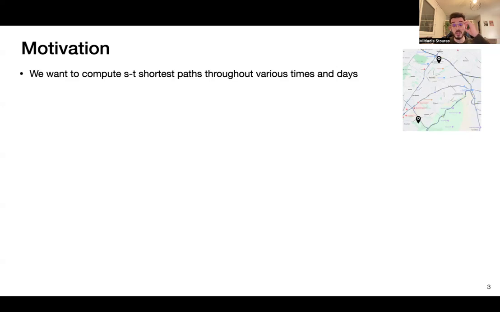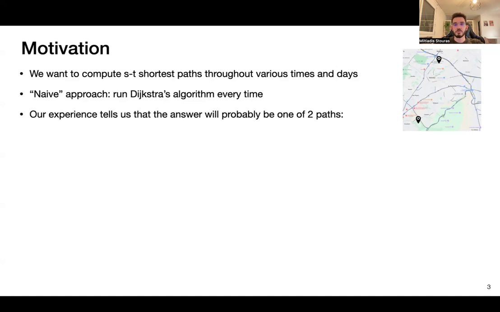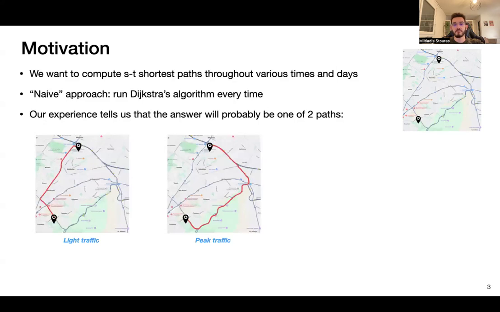So the naive thing to do would be that every time we get a query for the shortest path, we just look at the traffic, we run Dijkstra's algorithm, and we return the shortest path. Of course, our experience with real-world traffic tells us that the solution to this problem is hardly going to change, and is probably going to be one of maybe two paths. So maybe the least distance path is good when there is no traffic, and maybe in peak traffic conditions there is some alternative path that is perhaps good.